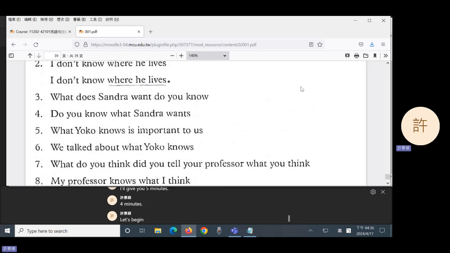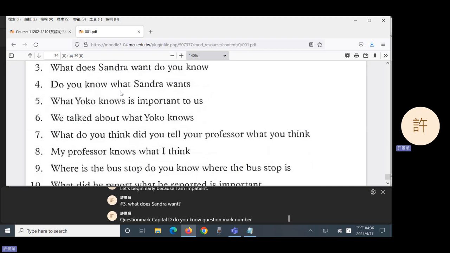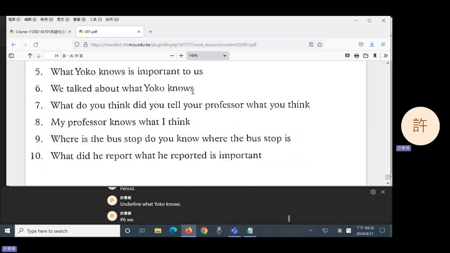Let's begin early because I am impatient. Number three, what does Sandra want? Question mark. Capital D, do you know? Question mark. Number four, do you know what Sandra wants? Question mark. Underline what Sandra wants. Number five, what Yoko knows is important to us, period. Underline what Yoko knows. Number six, we talked about what Yoko knows, period. Again, underline what Yoko knows.